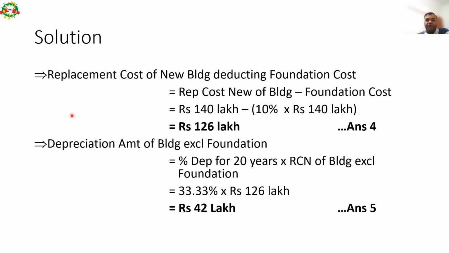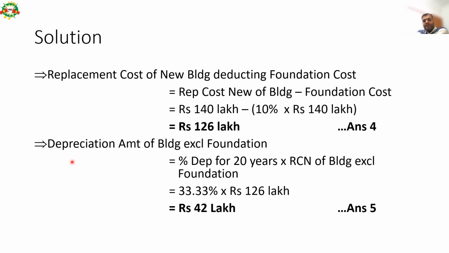Replacement cost new of the building, deducting foundation. Basically, the replacement cost of the full building, as we calculated in previous slides, was 140 lakhs. Since 10% is the foundation cost, that will be deducted from the complete building, which is equal to 126 lakh. This is the replacement cost new of the building deducting foundation cost, and this is the answer to question number 5.